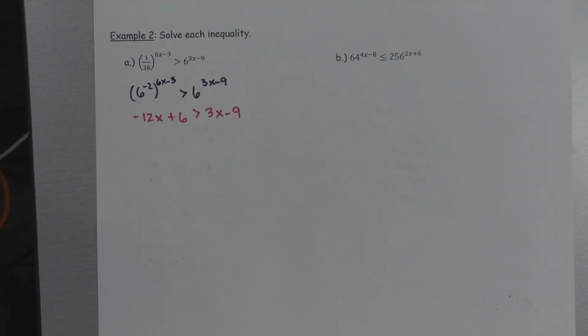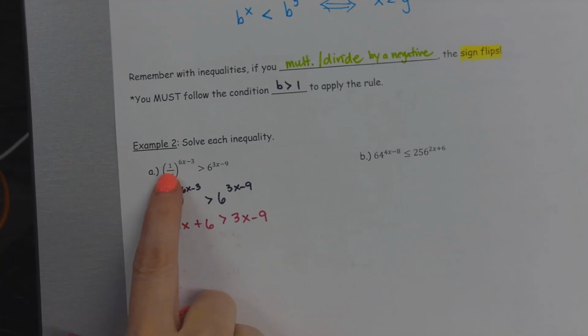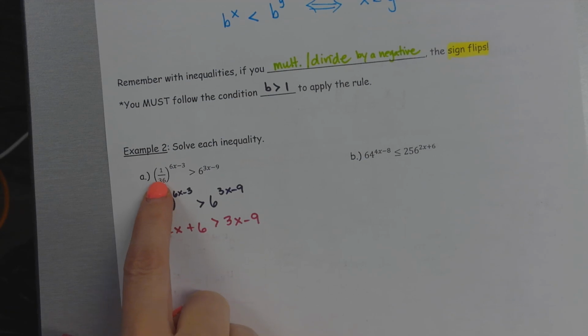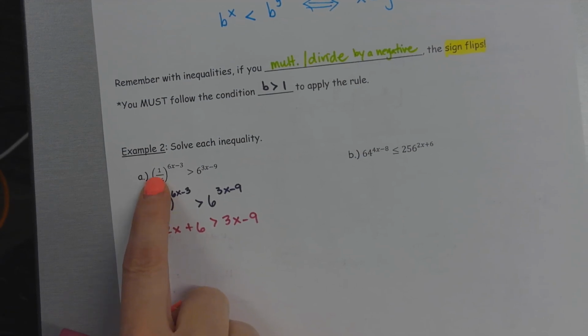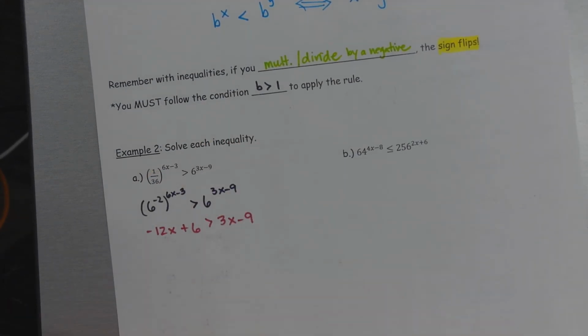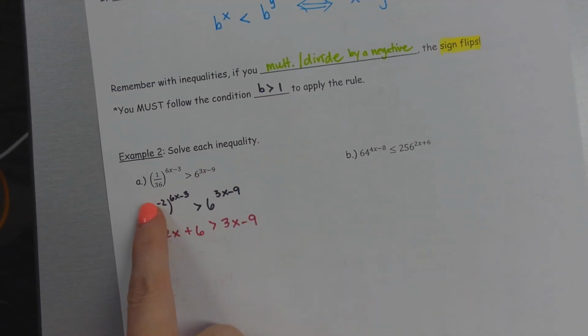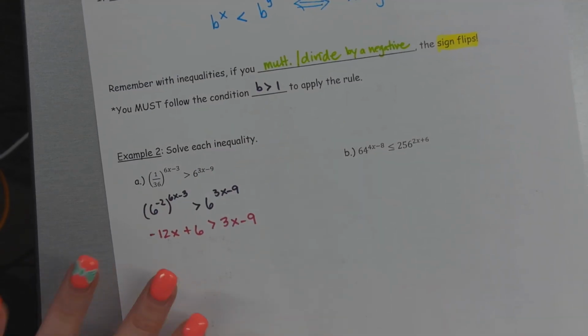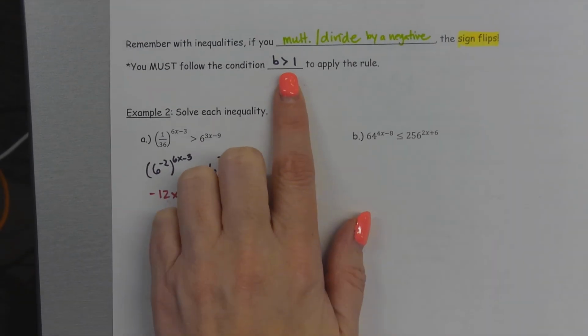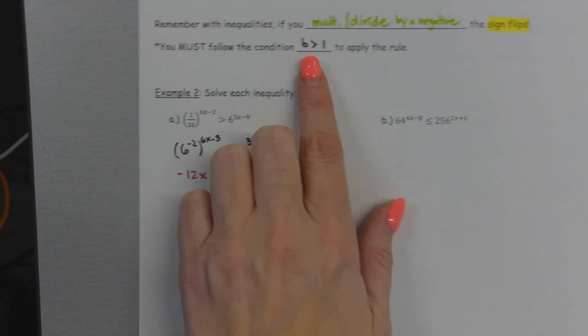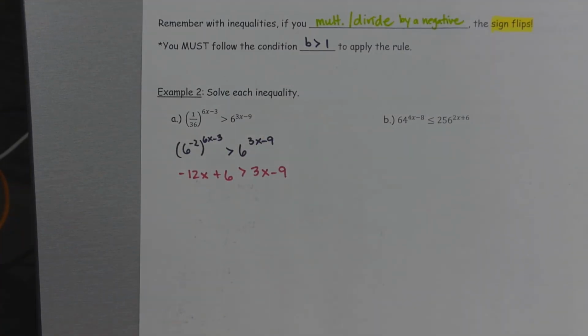Okay, so when we had an equal sign, I just want to point out, when we had an equal sign, we were able to rewrite this as 1 over 6, but your base has to be greater than 1. Okay, so you're going to have to use values greater than 1. So no fractions that are in between 0 and 1. Okay?